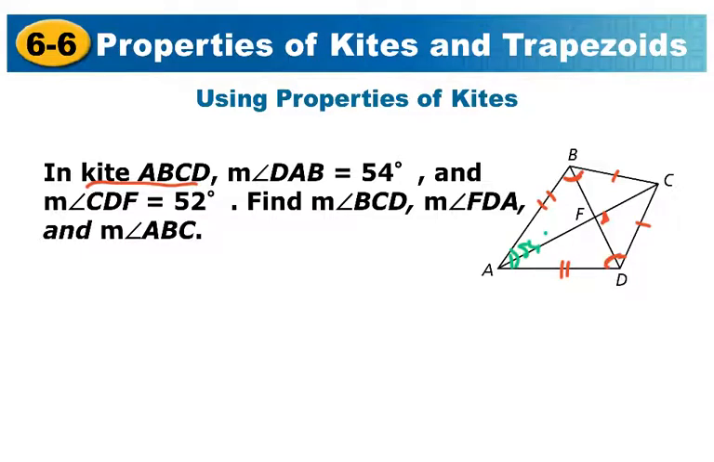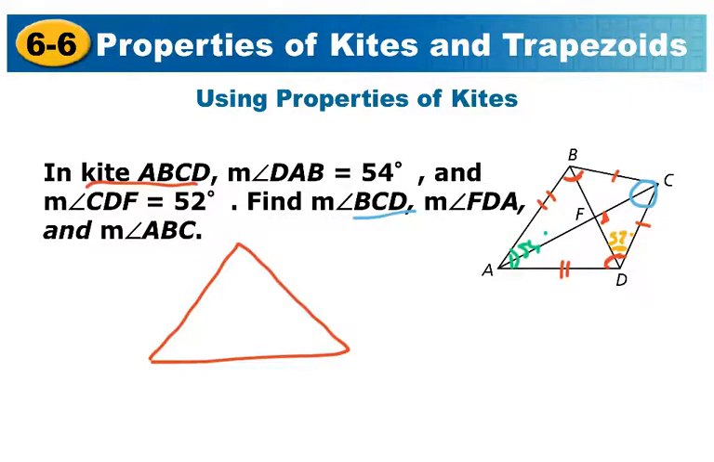So we know this angle is 54 degrees. Angle CDF, so that's this tinier angle here, is 52. And we need to find the measure of BCD, FDA, and ABC. We'll start with BCD, so B to C to D, that's this guy over here. This is why we do triangles before we do quadrilaterals, because if you take a look at this top triangle here, we actually have an isosceles triangle.